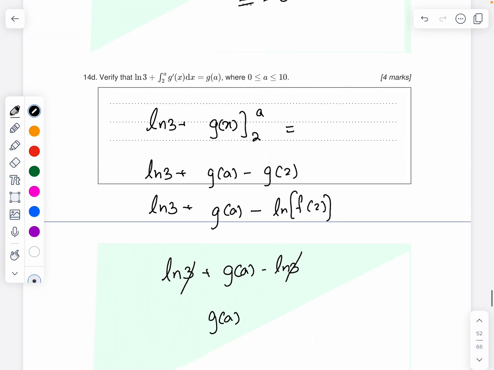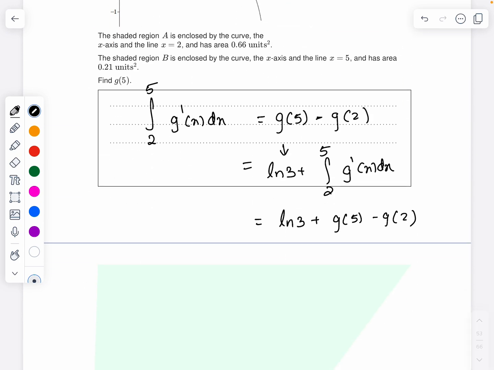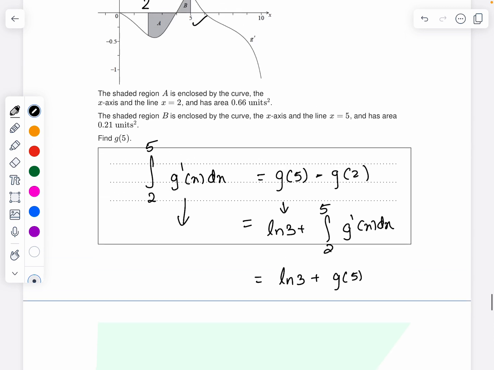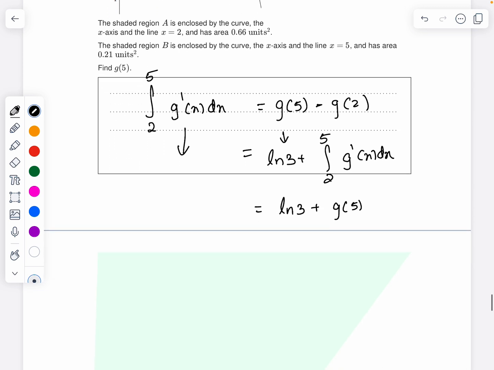So we have derived a formula over here. ln 3 plus the integral from 2 to a of g prime will be equal to g of a. That formula I am going to use. So it's going to be directly g of 5, ln 3 plus the integral, based upon the formula. But what is the area given in the question? The areas are 0.66 and 0.21. 0.66 is negative and 0.21 is the positive area.